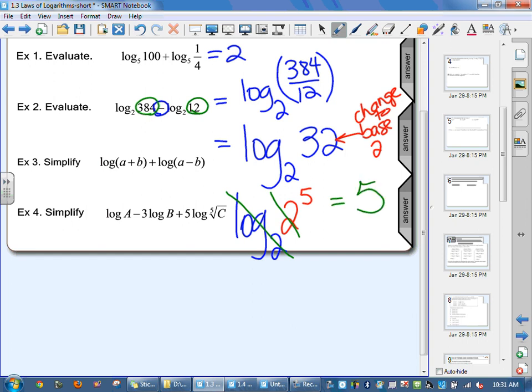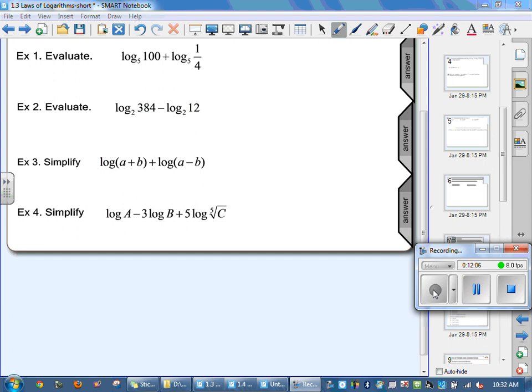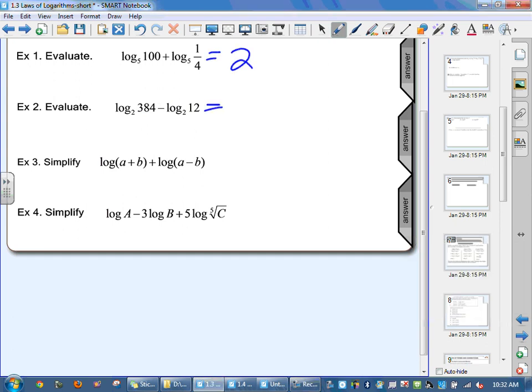Okay, first example we got 2, second example we got 5. Third example, what are we going to do with example 3? I see a plus sign, so we're going to multiply our arguments. Our arguments are binomials. So I need to remember how to multiply binomials as polynomials. So to do that, I can FOIL these.